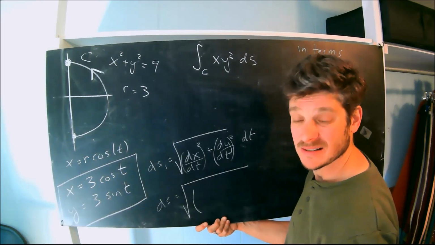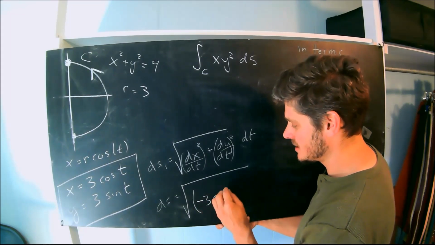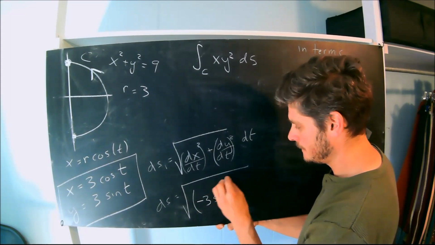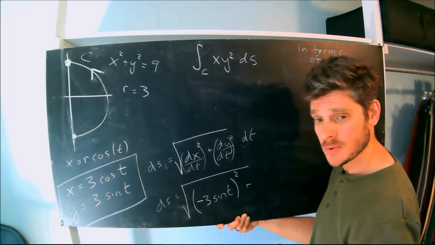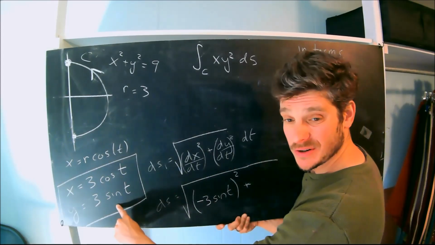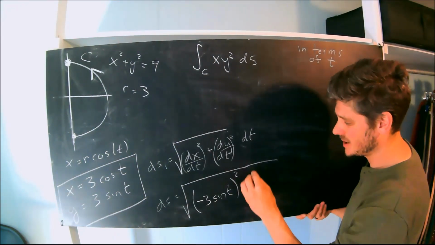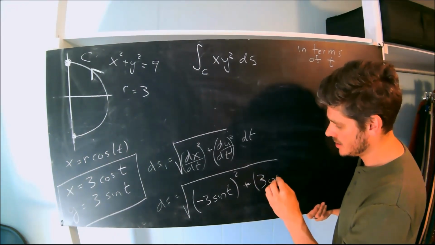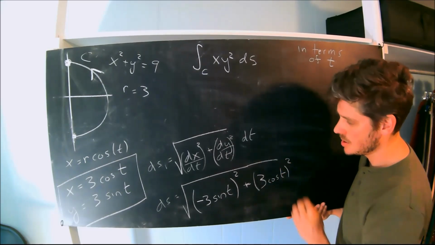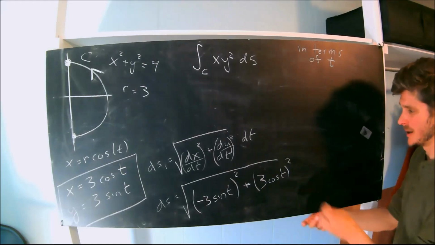Well, the derivative of cosine is negative sine. So we're going to get negative 3 sine t, quantity squared, plus dy. What's the derivative of 3 sine t? Derivative of sine is cosine, so plus 3 cosine t, quantity squared. Now we just need to try to clean this up a little bit.